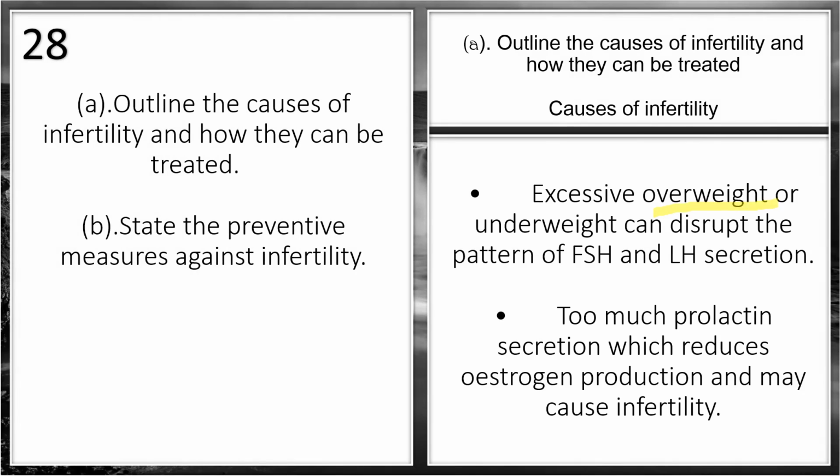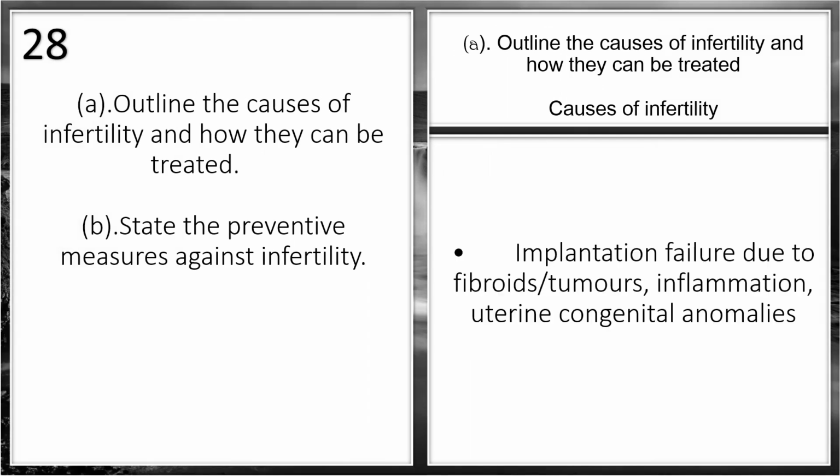Excessive overweight or underweight can disrupt the pattern of follicle-stimulating hormone or luteinizing hormone secretion. Too much prolactin secretion reduces oestrogen production and may cause infertility. Implantation failure due to fibroids, tumors, inflammation, or uterine congenital anomalies.